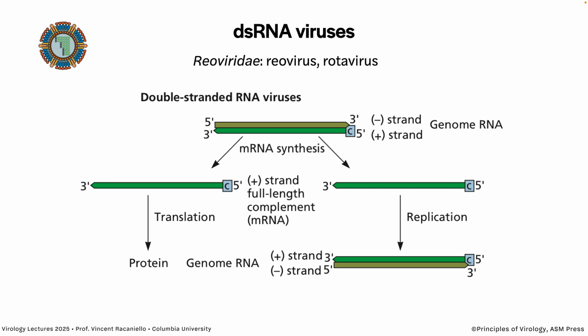Cannot be translated. Just think, it's so twisted up. The ribosome cannot get to it. I mean, there's a plus strand there, but the ribosome cannot access it. All right, so the ribosomes can't access double-stranded RNA. So what has to happen?